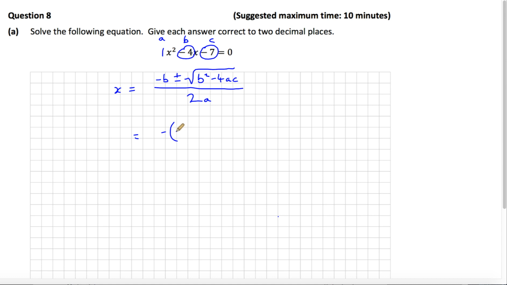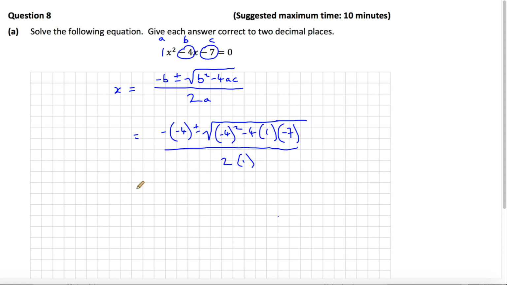So we got minus b value of negative 4 plus or minus the square root of b value squared minus 4 times the a value, which is 1, and the c value, which is negative 7. So you're just subbing all these values in for a, b, and c, and this is all over 2 times the a value, which is 1. So when we put all this into our calculator with the plus sign first, we get 5.3166, and on it goes.